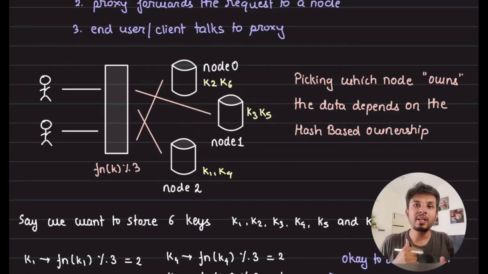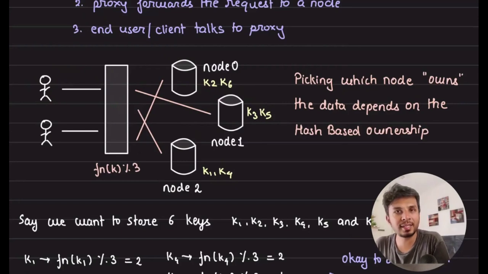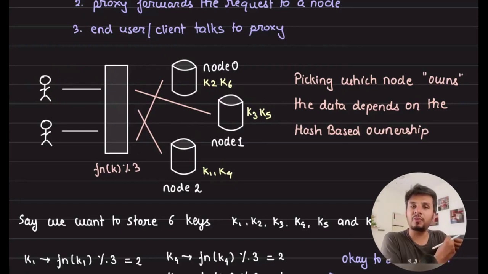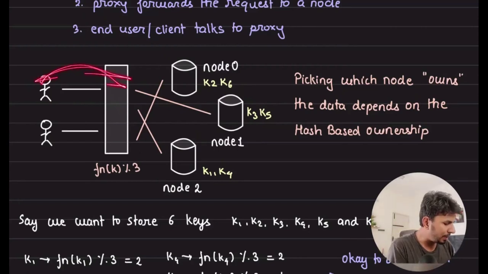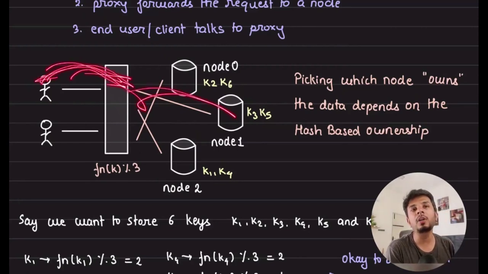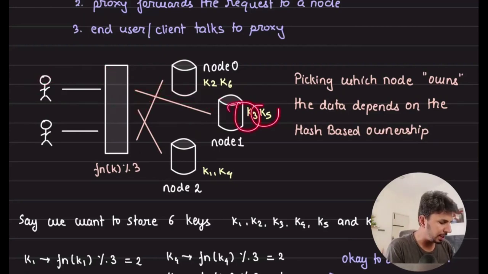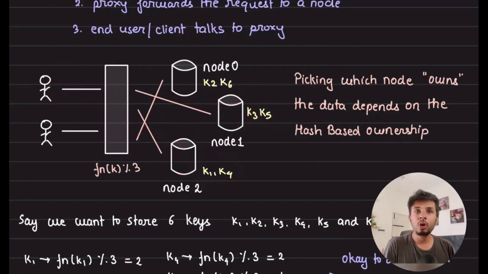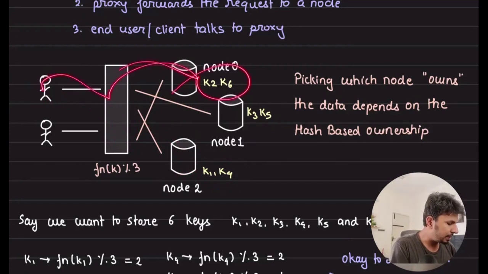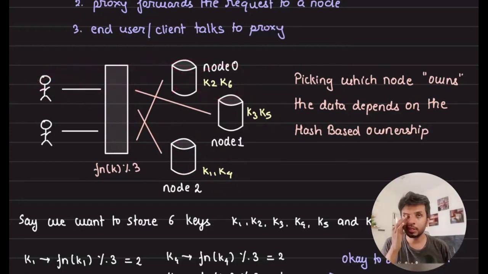So next time when a request comes in for the same key, it would go to that same server, because the hash function remains the same. The output of the hash function for the same key remains the same, which means that no matter how many times I get a request for the same key, it will always go to the same server. So all the requests for keys K3 and K5 will always go to node 1. For keys K1 and K4, it will always go to node 2. For keys K2 and K6, it will always go to node 0.